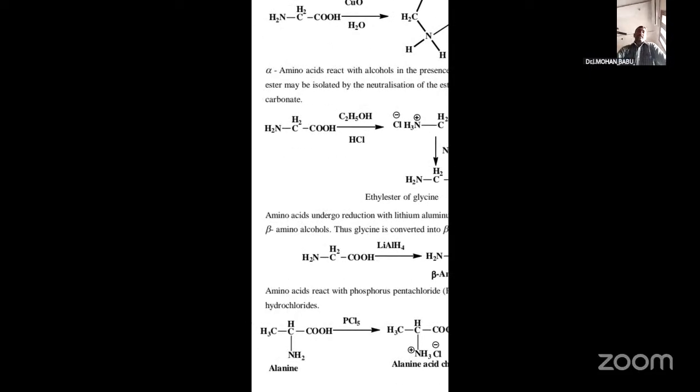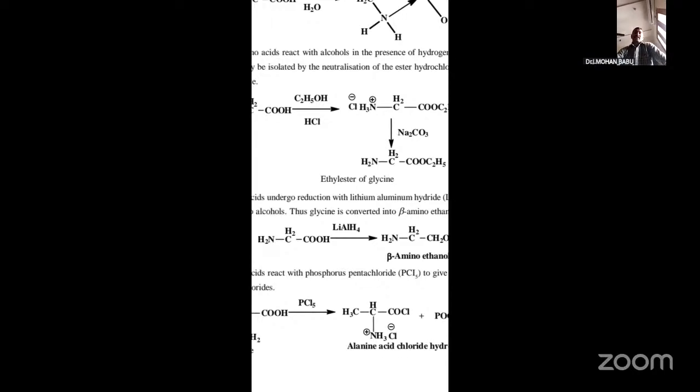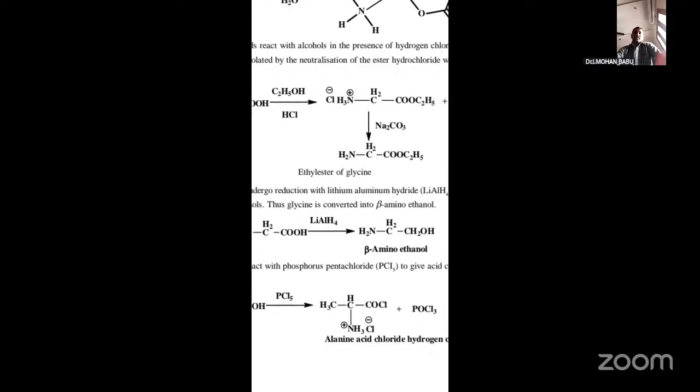Next, glycine is reacting with ethyl alcohol, so you get a zwitterion, NH3+ Cl-.